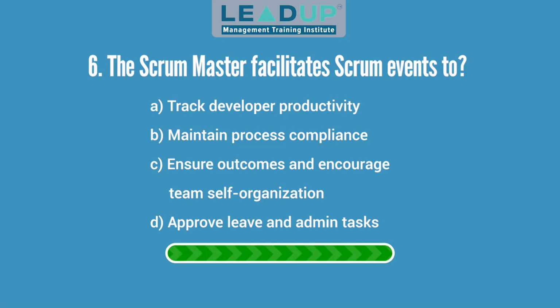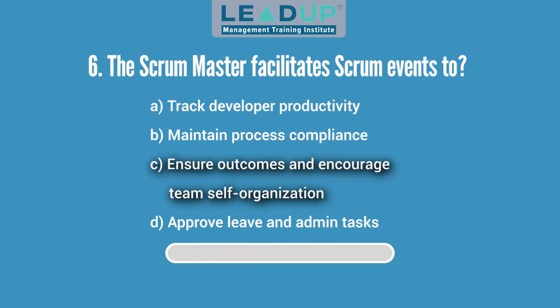Question 6. The Scrum Master facilitates Scrum events to A. Track developer productivity. B. Maintain process compliance. C. Ensure outcomes and encourage team self-organization. And D. Approve leave and admin tasks. Answer: ensure outcomes and encourage team self-organization.